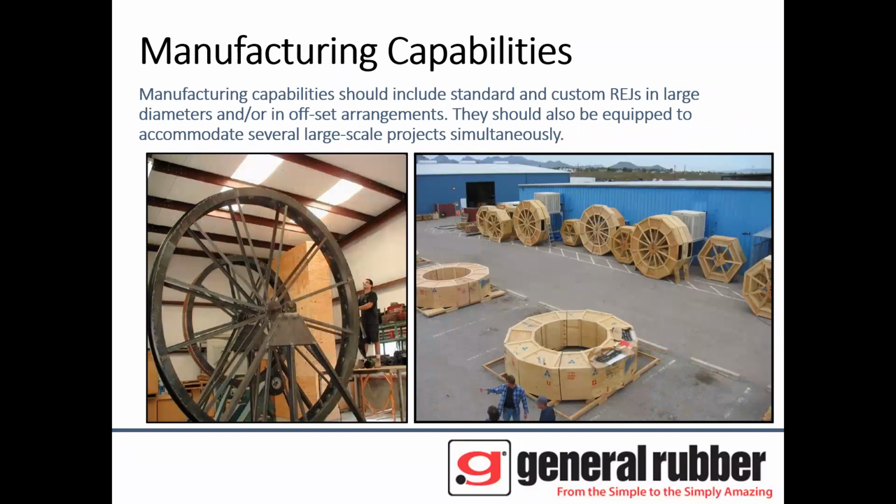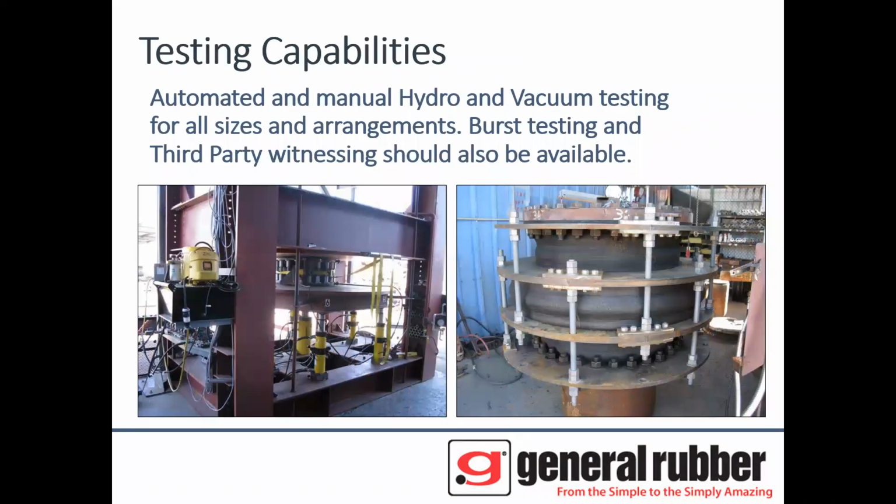Manufacturing capabilities should include standard and custom rubber expansion joints in large diameter and or offset arrangements, and they should also be equipped to accommodate several large-scale projects simultaneously. Automated and manual hydro and vacuum testing for all sizes and arrangements, burst testing, third-party witnesses should also be available.